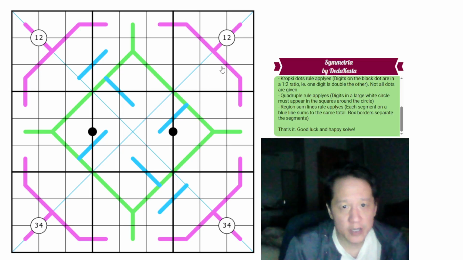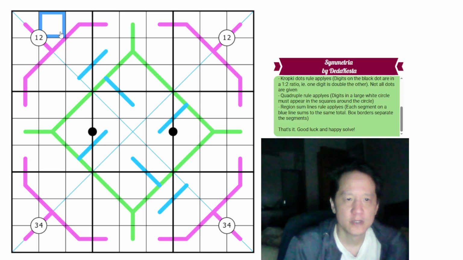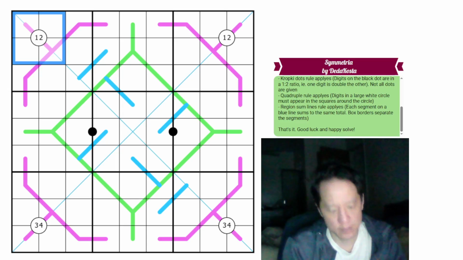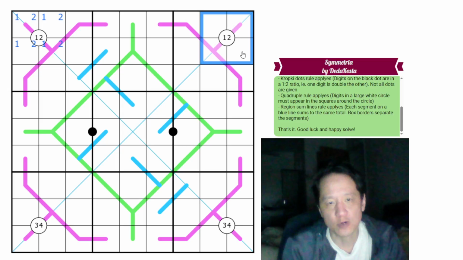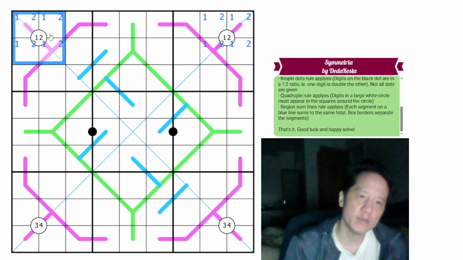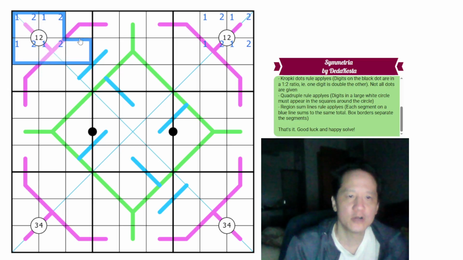Okay. First things first, there has to be a 1 or 2 in one of these 4 boxes. There also has to be a 1 or 2 in one of these 4 boxes.